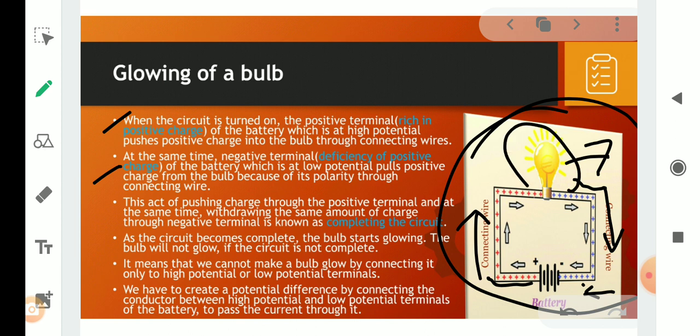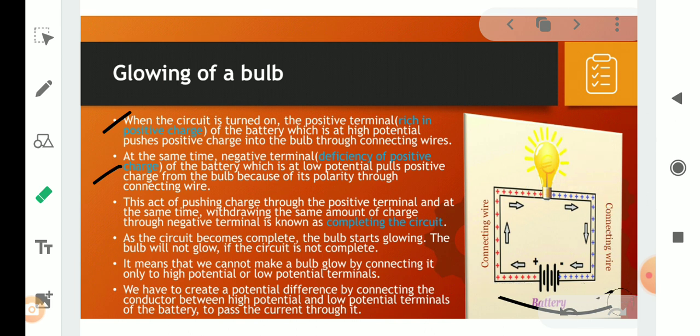As the circuit becomes complete, the bulb starts glowing. So we cannot make a bulb glow by connecting it only to high potential. The bulb will glow when one end is connected to high potential and the other towards the low potential. So when there is a potential difference in a circuit, only then the charges start flowing. Otherwise, they stay in the conductor on their own path.